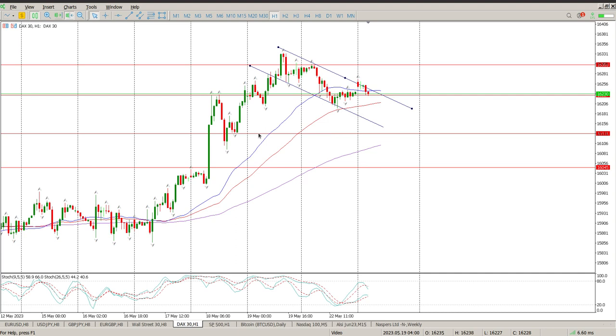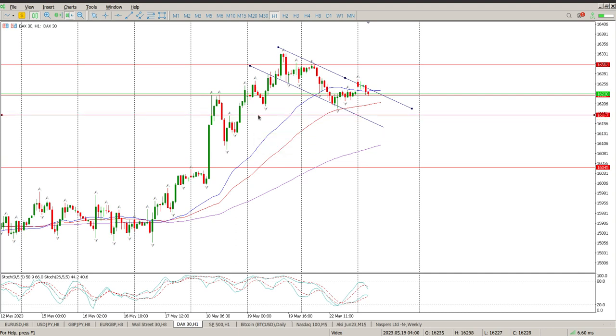Now I'm just going to move this level here up ever so slightly because there is something to pay attention to right here. Let's get it right. Okay. So this is 16176. So there are 2 levels we need to pay attention to. First one obviously is where we are now, 16227. Drop below that, then I'm expecting 16176 to play out.